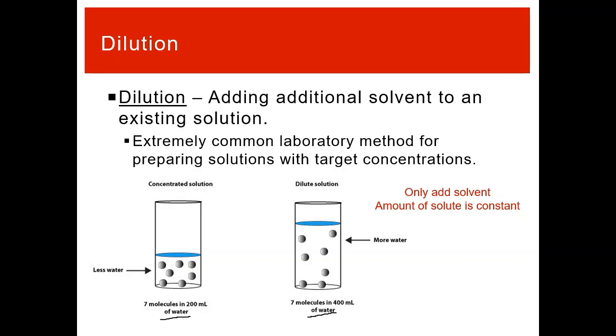You get to a more dilute solution. This is extremely common in the lab for preparing solutions. If you want a particular concentration or you want to do some process, you want to lower the concentration somehow. You want to not just randomly add extra solvent, but add particular amounts of solvent. So that way you get to a new lower concentration.